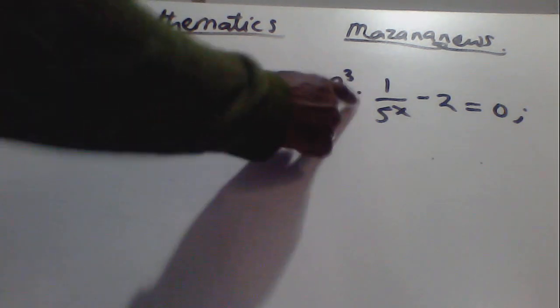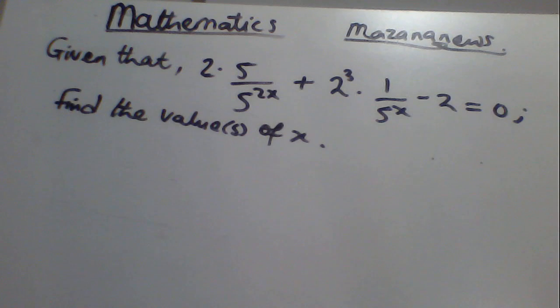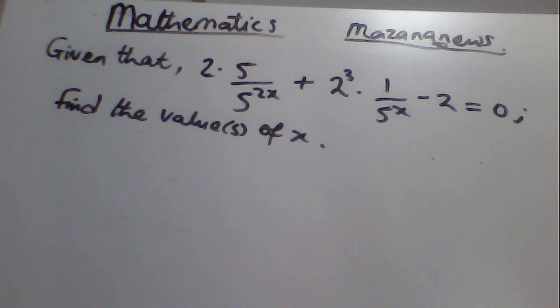This is multiplication. I use a dot so it is not confused with x. When you see this type of equation, the first thing you have to do is figure out how to substitute 5 raised to the power x with another variable and solve the equation in that variable. When you get the result, you can replace the variable with the original, 5 raised to the power x. So let's do that here for more clarification.